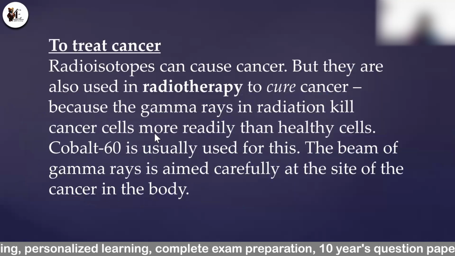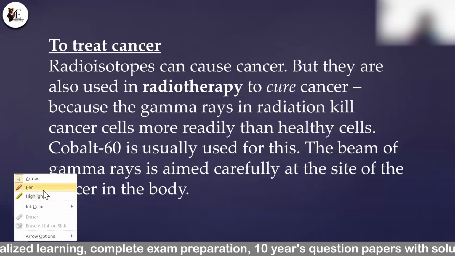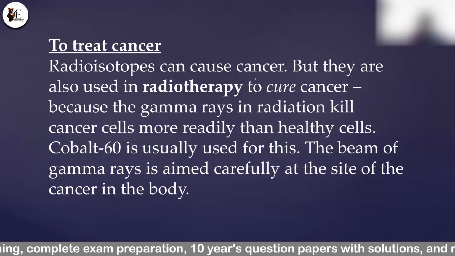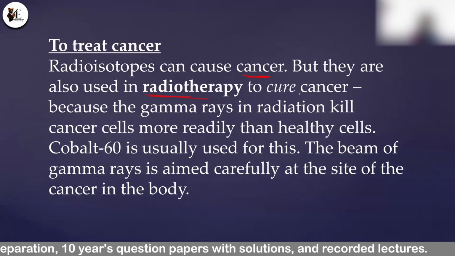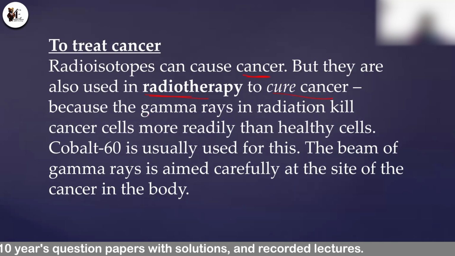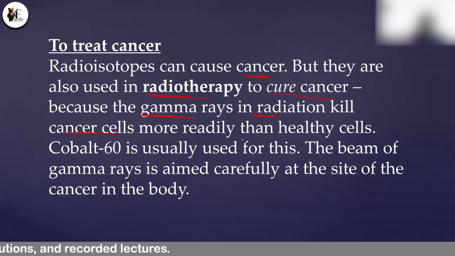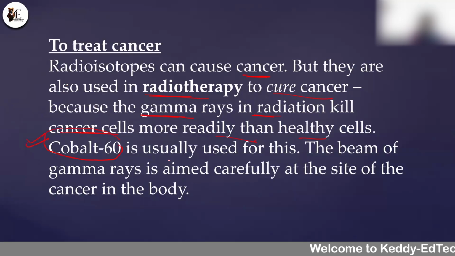Cancer. Radioisotopes can cause cancer, but they are also used in radiotherapy to cure cancer. Why? Because the gamma rays in the radiation of the radioisotope can kill cancer cells more effectively than healthy cells. Which isotope do we use to treat cancer? Cobalt-60. It is important that we use cobalt-60 to treat cancer.